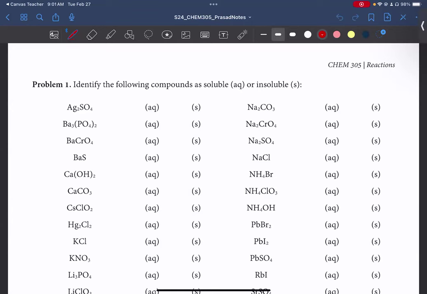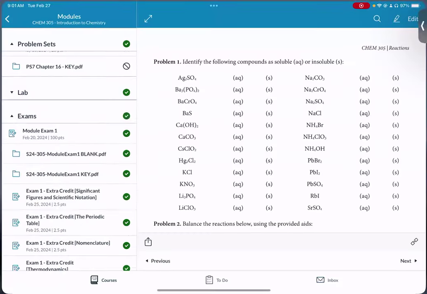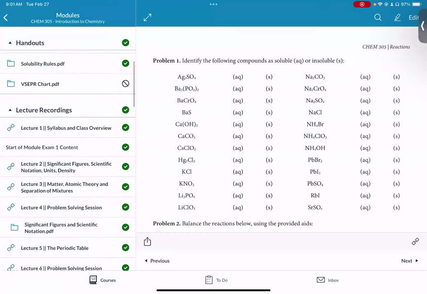Today, we're going to jump right into a problem-solving session regarding reactions. I do expect you to have your solubility table as well as the table with the reactions on them, the different types, comments, examples. We will be referring back to them quite a bit. We'll quickly find them for you. They're also on Canvas if you have your tablet.